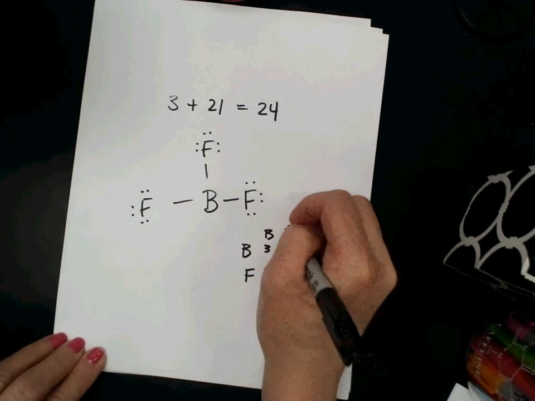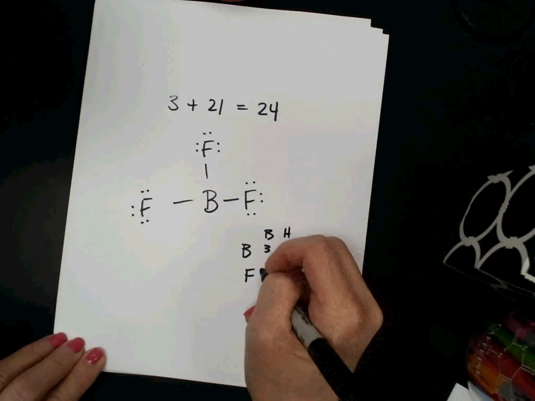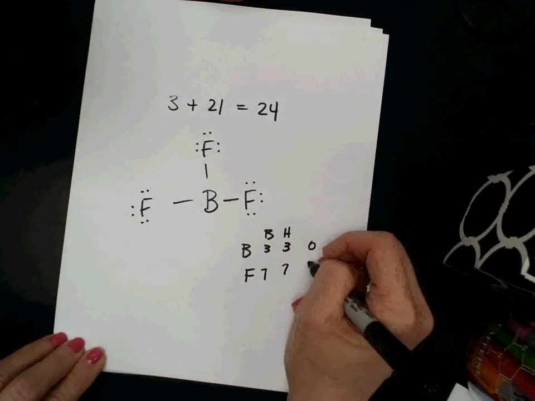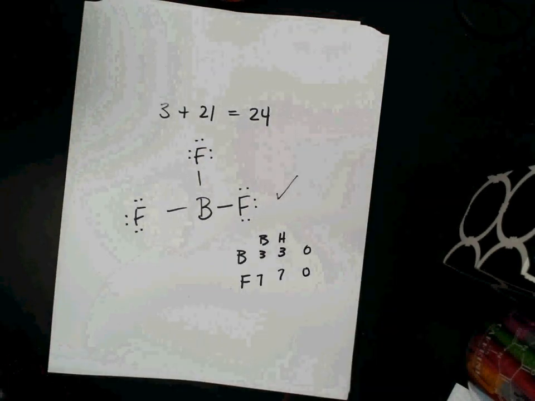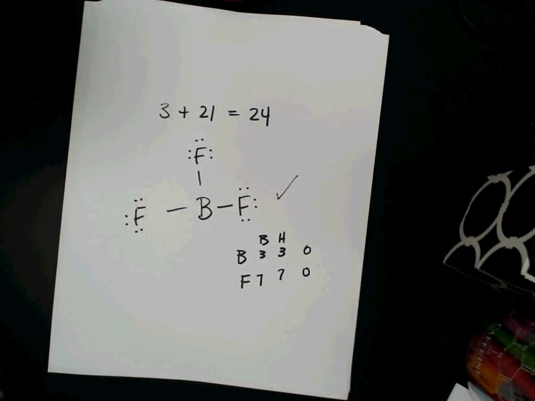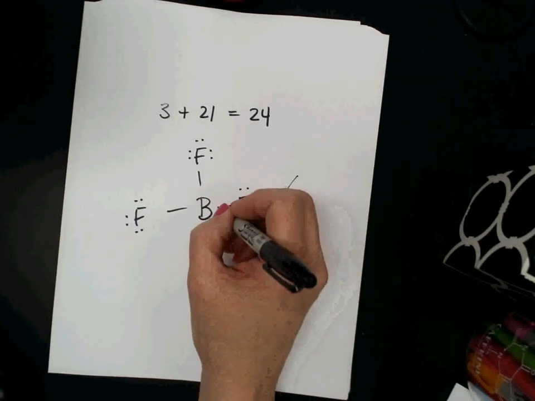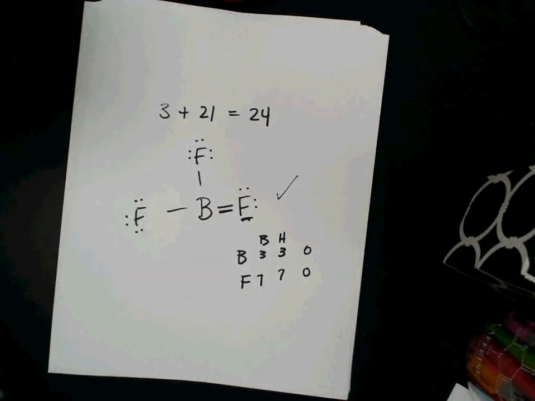No, but let's check things out here. BF. Okay, 1, 2, 3. It brought 3. It has 3. Fluorine brought 7. 2, 4, 6, 7. Has 7. 0, 0. I have a good Lewis structure there, but boron doesn't have an octet.